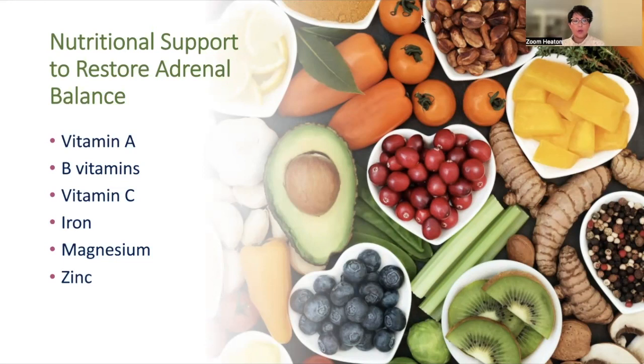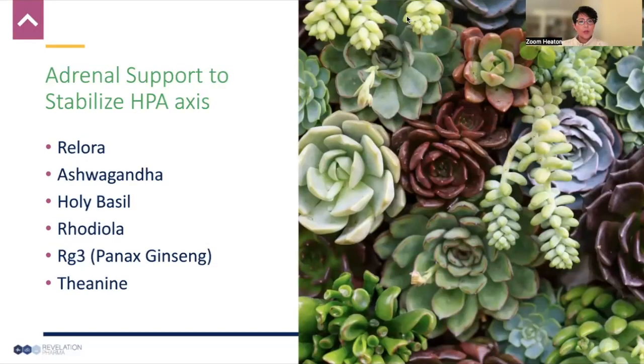So too much cortisol does deplete magnesium, and zinc stabilizes cortisol levels. So there's other adrenal support that can be used to stabilize the HPA axis, and some of them are adaptogenic herbs. They tend to build the body's resilience to stress and promote a healthy stress response.